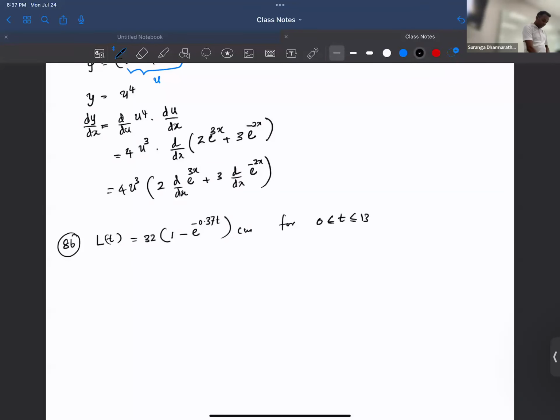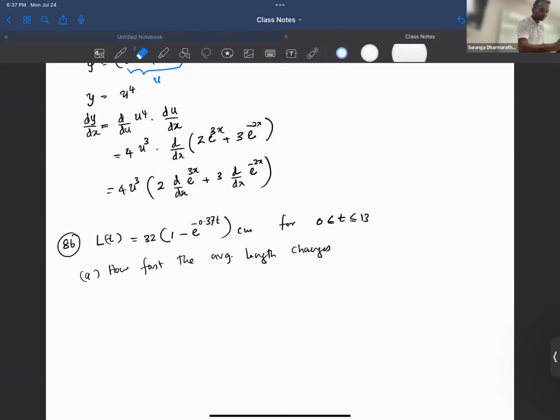How fast is the average length changing at age t equals 6 years? First question is, how fast is the average length changing at age t equals 6.